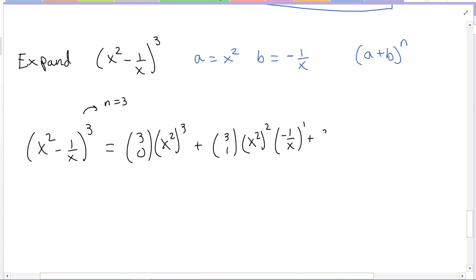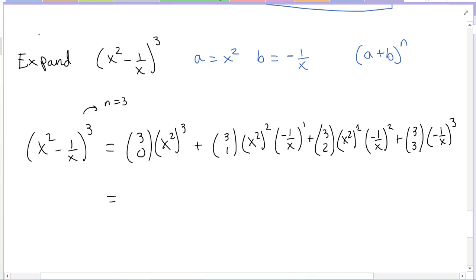So plus, then 3 choose 2 of x squared to the 1st power. The a starts with a cubed, a squared, a to the 1st, but our a looks different, it is x squared. And now we started with b to the 0, b to the 1, and now b squared, so minus 1 over x squared. And lastly, 3 choose 3. And now we're going to have our a to the 0, so we don't write that one. And b, so negative 1 over x to the 3rd. And so we just figure out what these are.